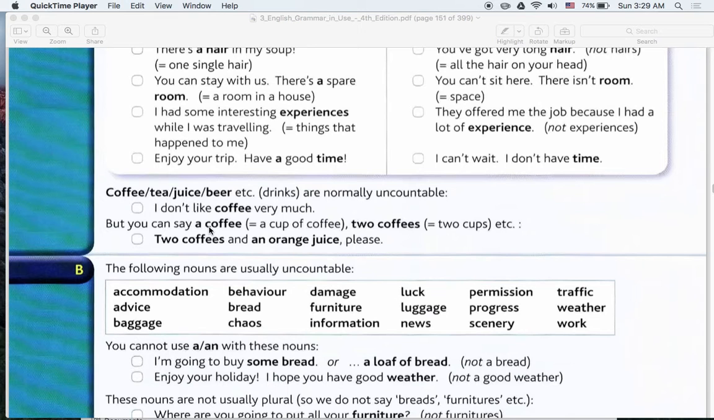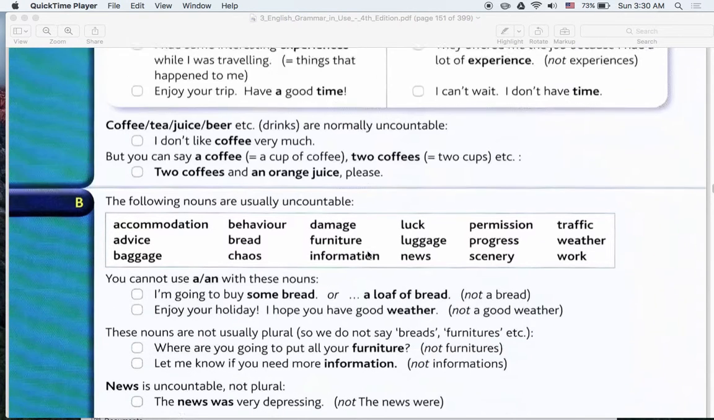But you can say a coffee when you mean a cup of coffee. Two coffees, two cups, etc. Two coffees and an orange juice, please. You can say this when you are in a coffee shop or a cafe and you are making orders.